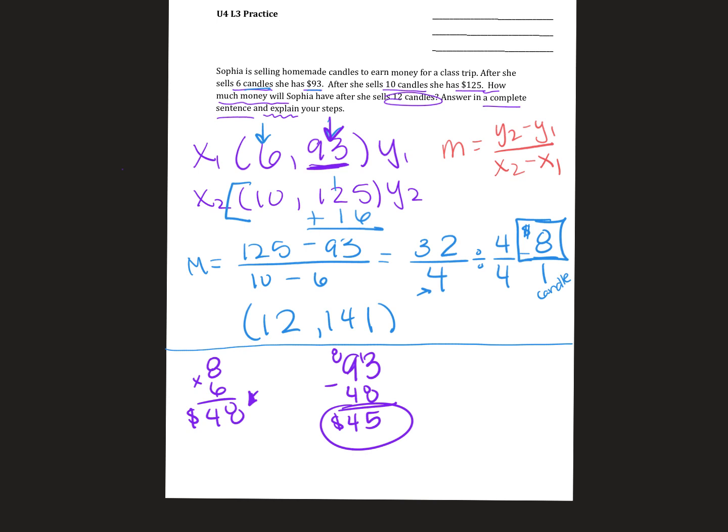And you can do that for any of these points. After selling 10 candles, she should have $80, but she has 125. So if I subtract, you'll get the same number. So it doesn't matter which point you choose, but you have to get rid of all the candles to see how much money she started with. So that's the idea that we need to get more comfortable with and keep practicing.